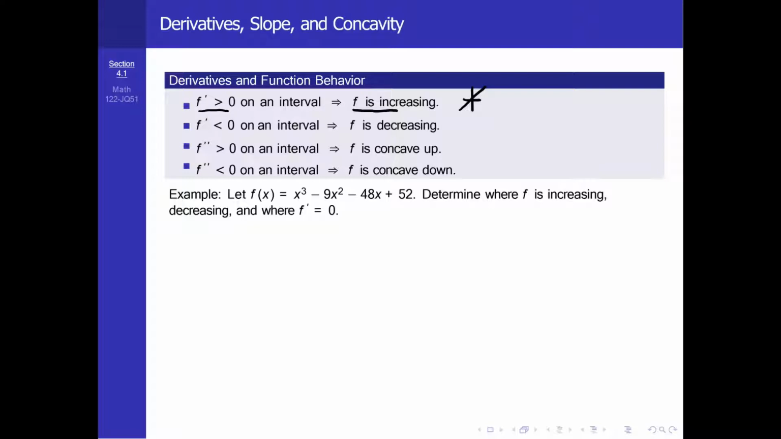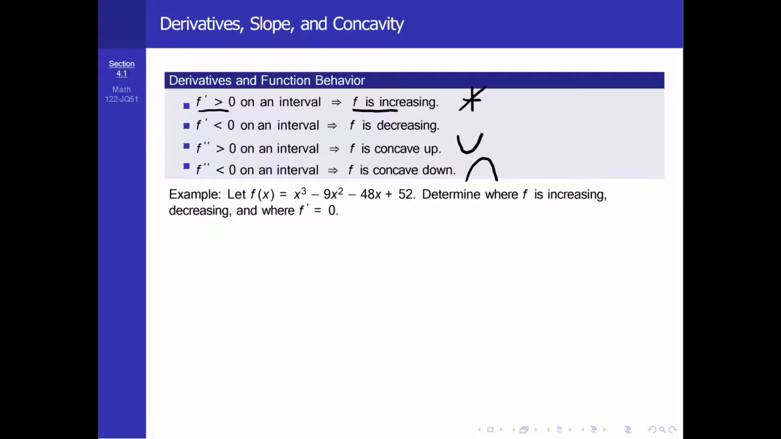If f double prime, so the second derivative, is greater than 0 on an interval, then f is concave up. So here the function looks something like this, like a bowl. And if f double prime is less than 0 on an interval, then f is concave down. So the function looks something like this, an upside down bowl.